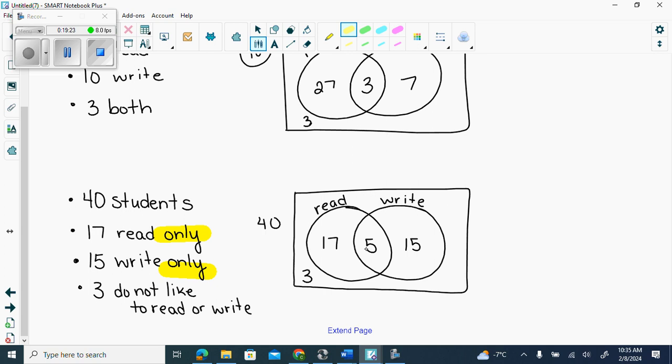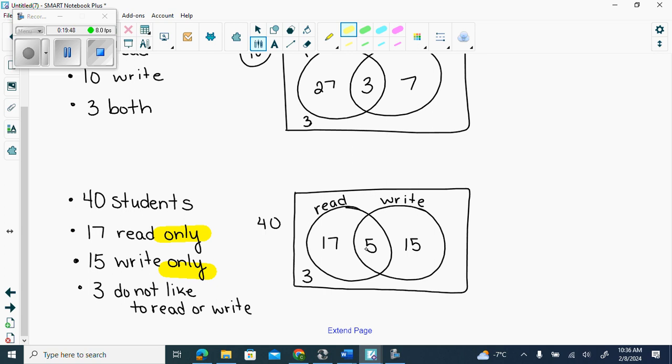Yeah. How many students like to read and write? What would the answer be? 5. Andrew? How many read total? Because I didn't give you read total. I gave you read only, right? How many would it be? Read total 22. Yeah. Any other ones? Write total. How many write total? Which would be 20. Yeah.